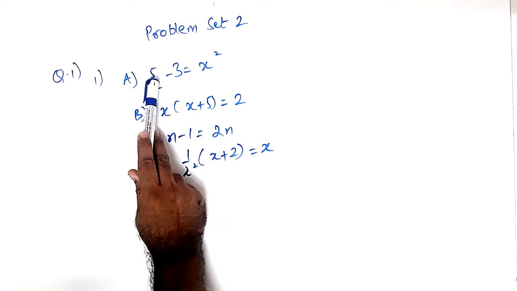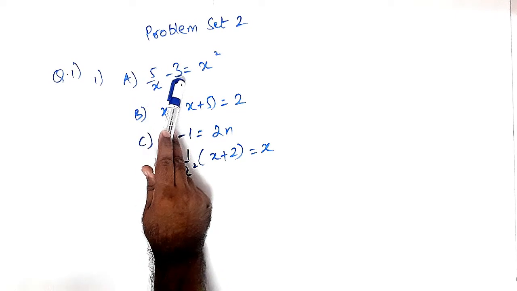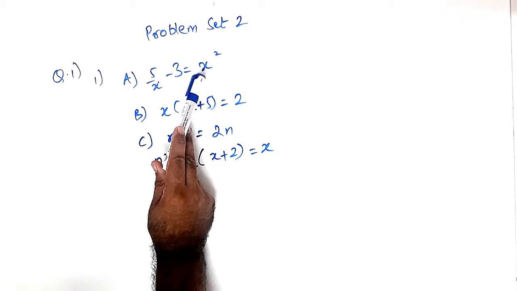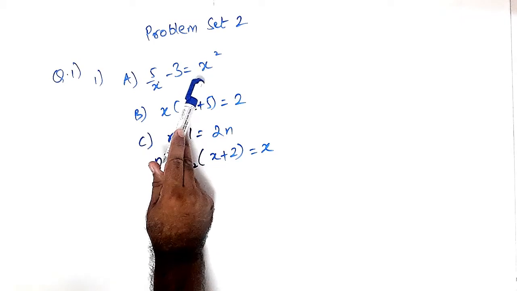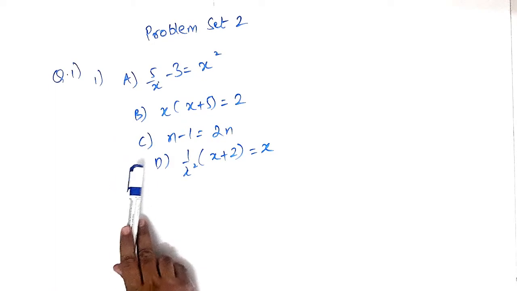This will become 5 minus 3x. This will become x cube. This will become x cube. So of course this is not a quadratic equation.